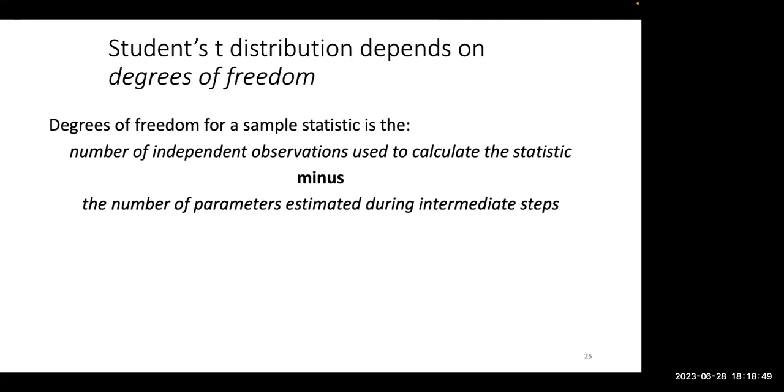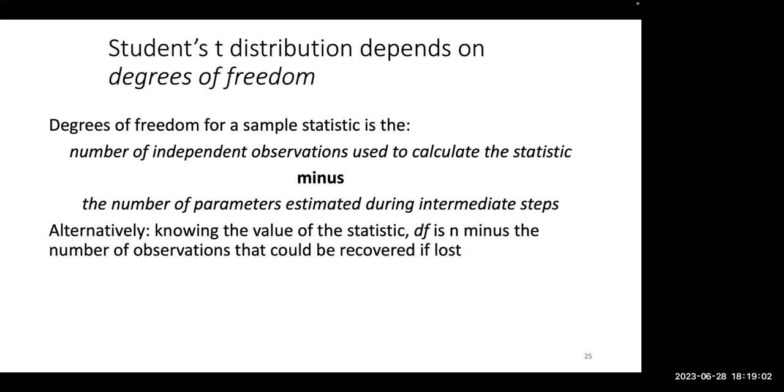Degrees of freedom is the number of independent observations minus the number of parameters estimated during intermediate steps. So that's basically the number of variables you have. Knowing the value of a statistic, df is n minus the number of observations that could be recovered if lost. So you have the sum of squares. You drop one value, you can recover that one value.